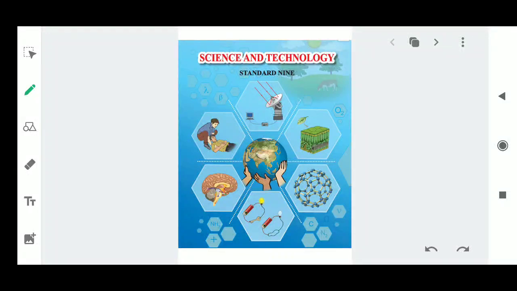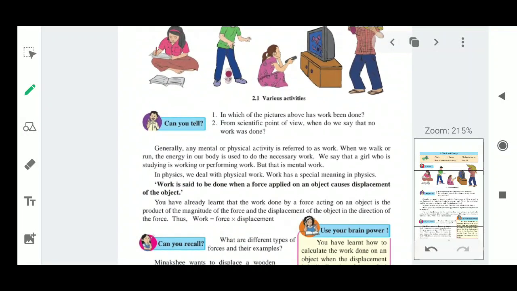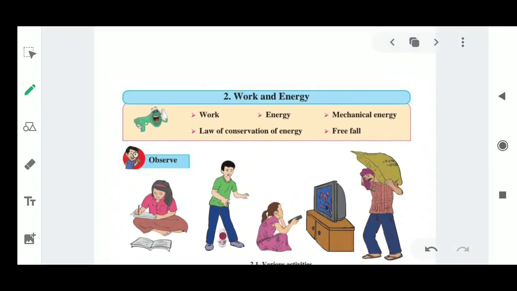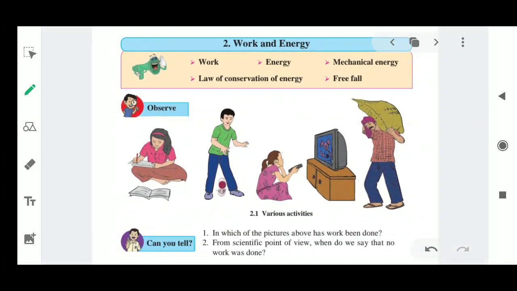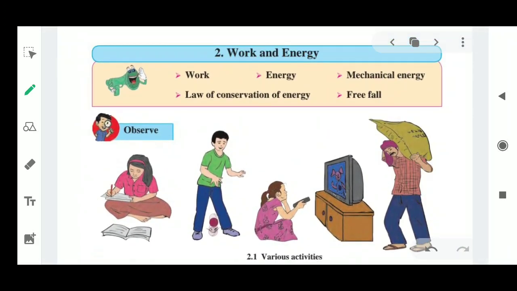Today we are going to learn chapter number 2, that is work and energy. First we see what is work. Students, today we are going to discuss work. Work and energy. We are most familiar with this term, work.